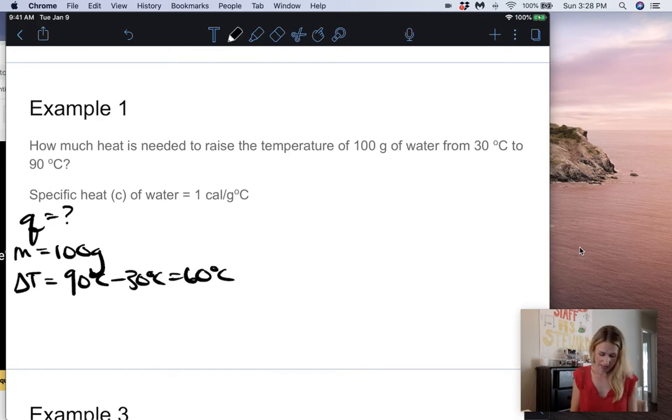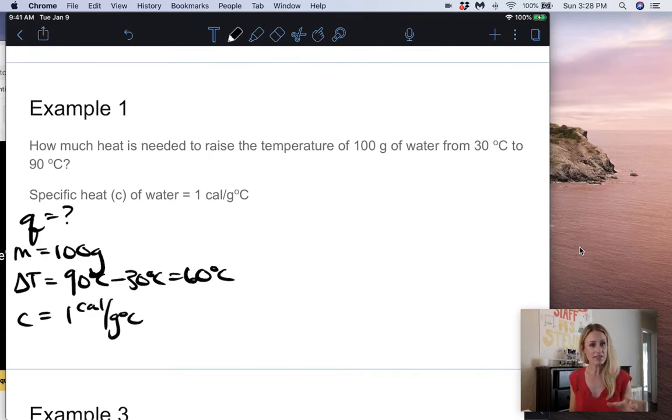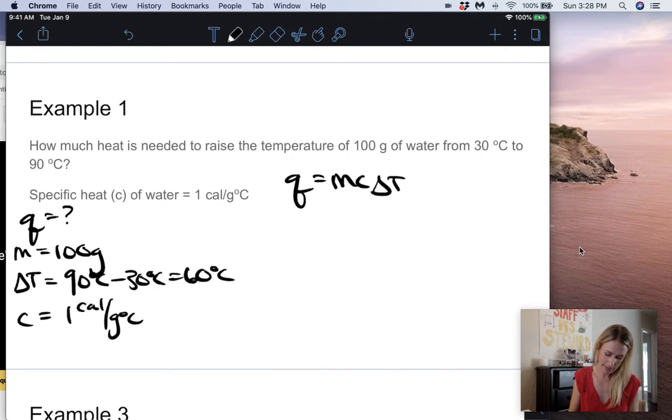And then I'm also given that the specific heat of water, which is C, is 1 calorie per gram degrees Celsius. Now notice this unit of specific heat. What this tells me is that I'm going to get my answer, my Q, in the unit of calories, all right? So I know my equation is Q equals MC delta T.